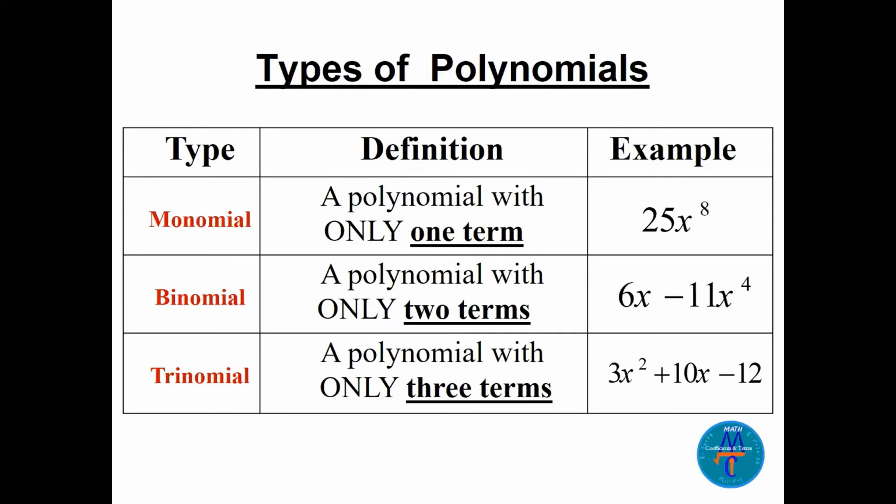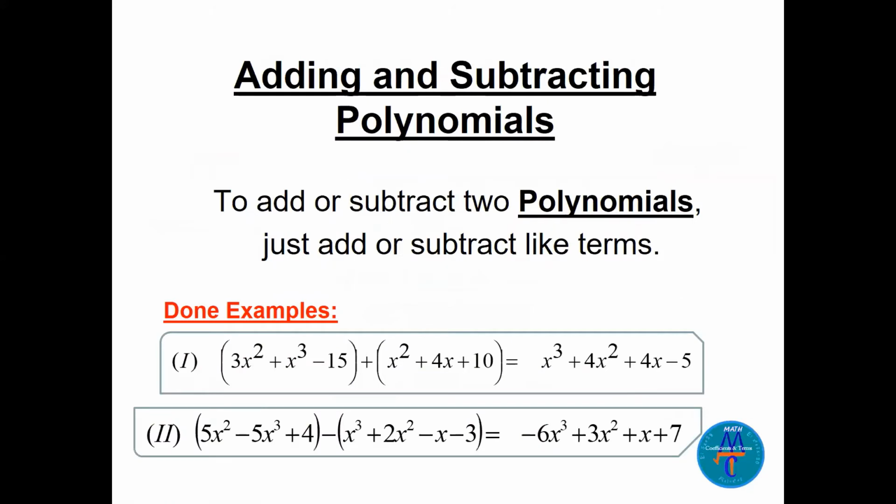The first one, only one term. Even if we have minus 25x to the power 8, it's one term. Here we have minus between the terms. Here we have pluses and minuses between the terms. So this is a trinomial. Trinomial, we have one term, one term, one term. Now, if you have 4 or more, we call it polynomial. So polynomial means many. Let's add and subtract now polynomials.